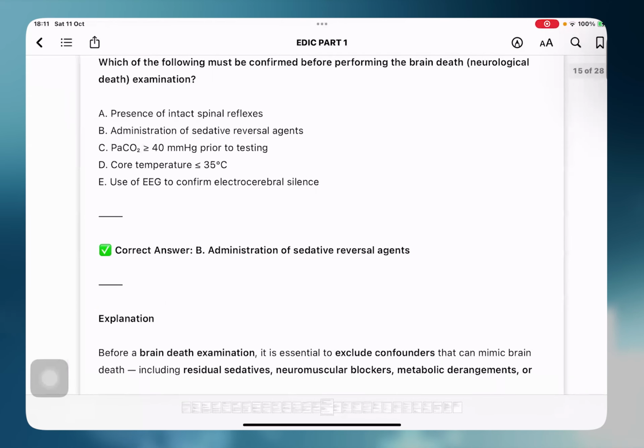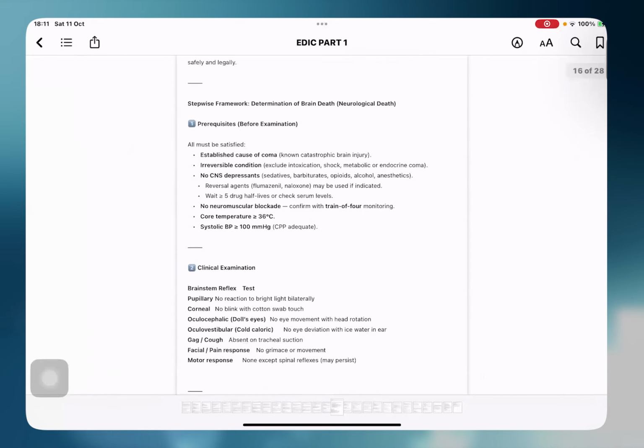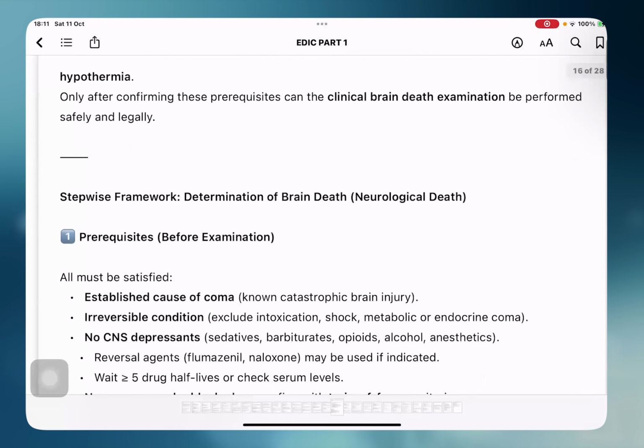Before the brain death examination, it is essential to remove all the confounders that can mimic brain death, specifically residual sedatives, neuromuscular blockers, metabolic derangements, or hypothermia. So, what is this framework for determination of brain death?